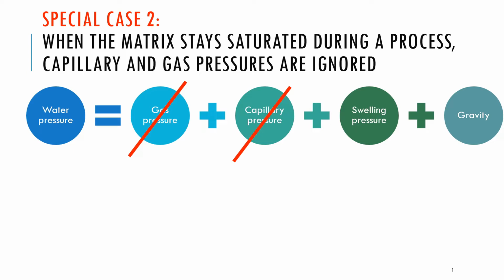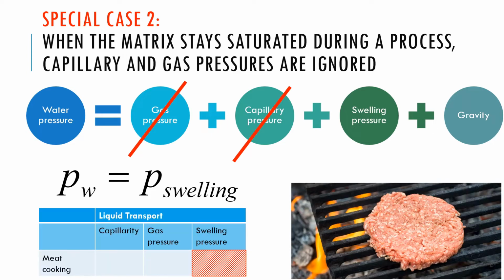And so if we can ignore the gravity, we can write water pressure is equal to the swelling pressure. So when can this happen? This actually can happen during meat cooking, where as you heat, the meat shrinks. So even though it is losing water, it can still stay saturated.